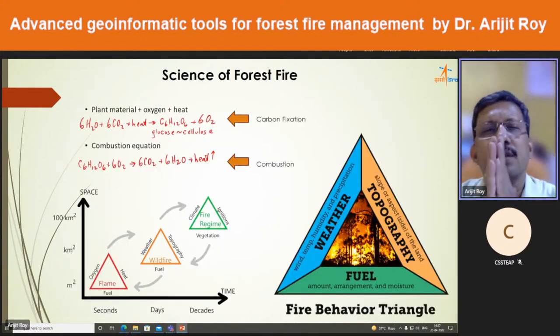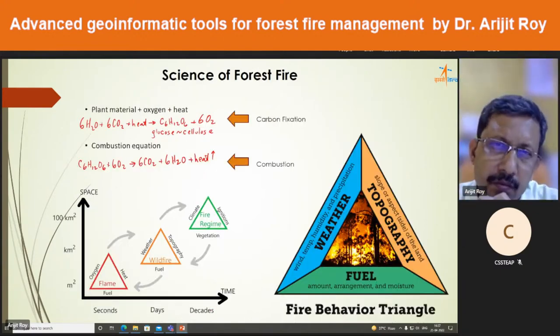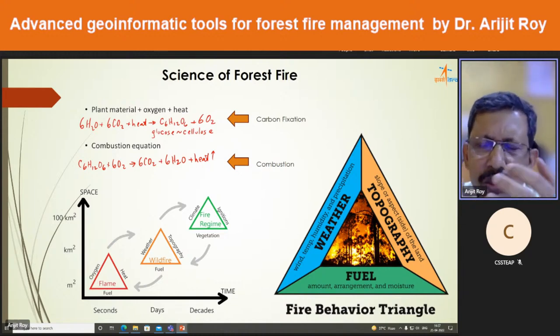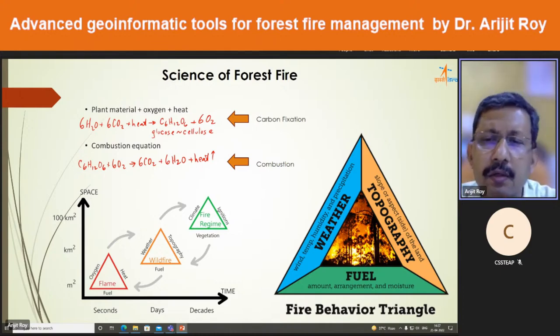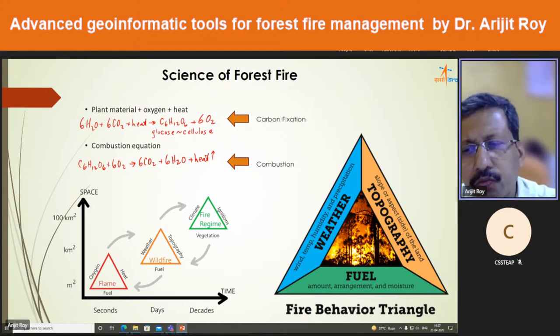So with this background, let us see what is the science behind the forest fire. For any fire to occur, you need the fuel, and the fuel is basically the plant material which is produced through carbon fixation. And this plant material, when it burns, produces carbon dioxide, heat, and water. If we see the fire behavior triangle, it has fuel, weather, and topography as its three sides.